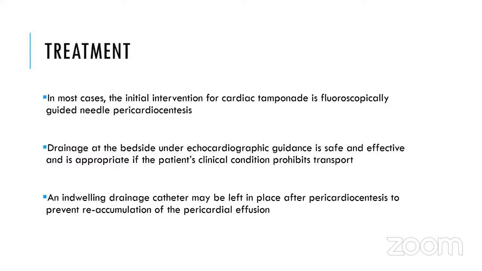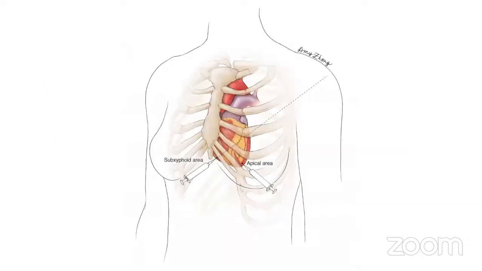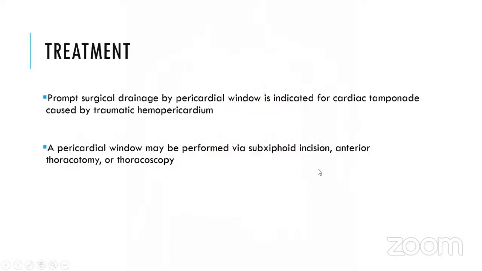In most cases, the initial intervention is pericardiocentesis. It can be done at bedside if the patient is unable to be transported, or the patient is hemodynamically unstable and there is no time. However, in cases where the patients have a history of surgery, a surgical approach is usually preferred over pericardiocentesis. For pericardiocentesis, you have two approaches, either the subxiphoid area or through the fifth intercostal space in the apical area. And usually they leave an indwelling catheter so that the fluid will not reaccumulate.